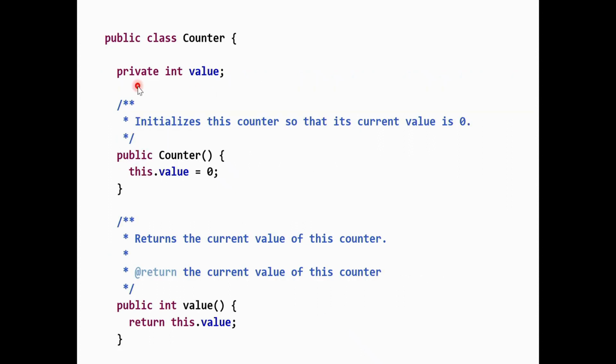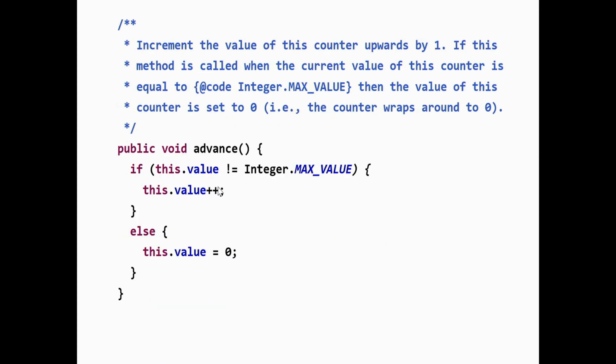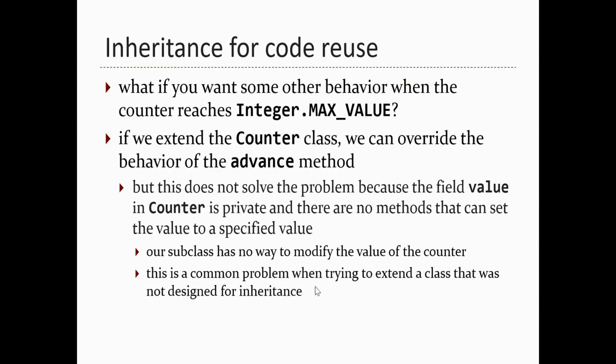Remember our class. It's just got a private field called value. The advance method checks whether value is equal to Integer.MAX_VALUE, and if it's not, it adds 1 to it. Otherwise, it wraps it around to 0. So the question is, can I change advance so that something else happens? I can extend Counter, there's no problem with doing that. I can override advance because advance is public. But that doesn't solve our problem quite yet.